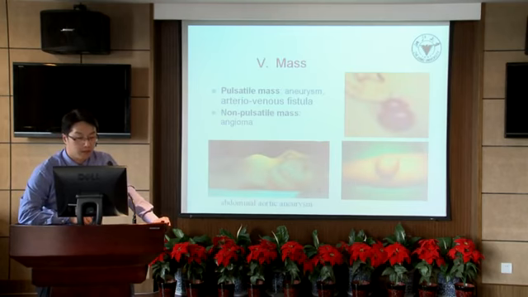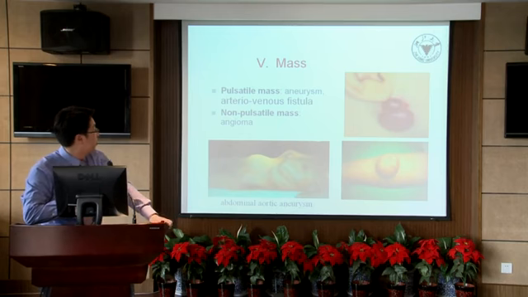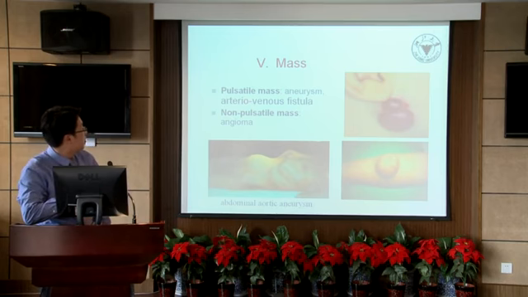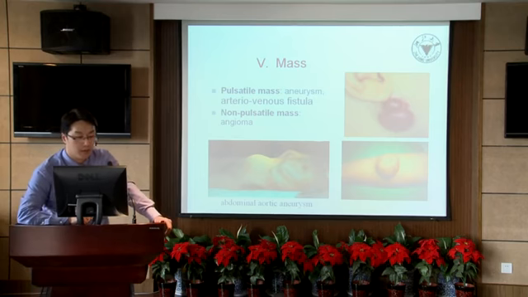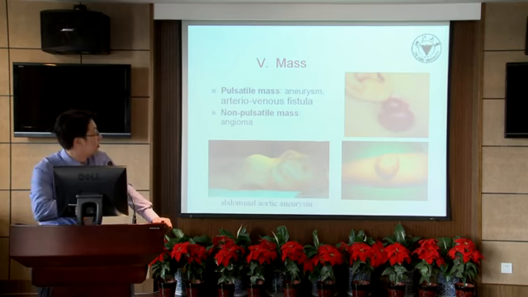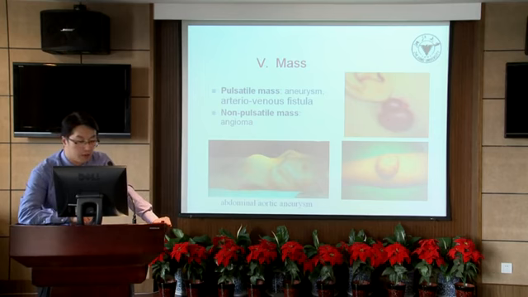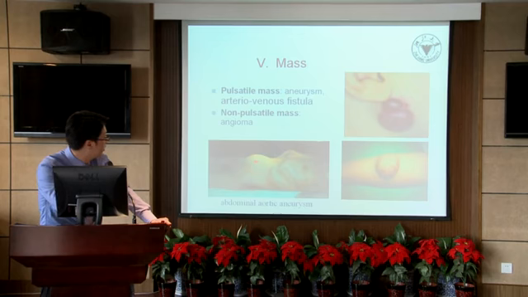The fifth is mass. Including the pulsatile mass and non-pulsatile mass. Such as aneurysm and arteriovenous fistula show the pulsatile mass, and the angioma shows the non-pulsatile mass. And this is the aneurysm.